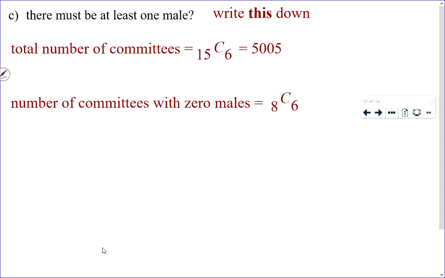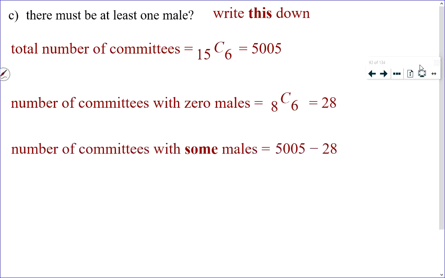I could have written that, because I'm choosing 6 females and no males. And 7 choose 0 is 1. How many ways can I choose none of the guys? One way. I just don't do it. Anyway, this works out to, I believe, 28.